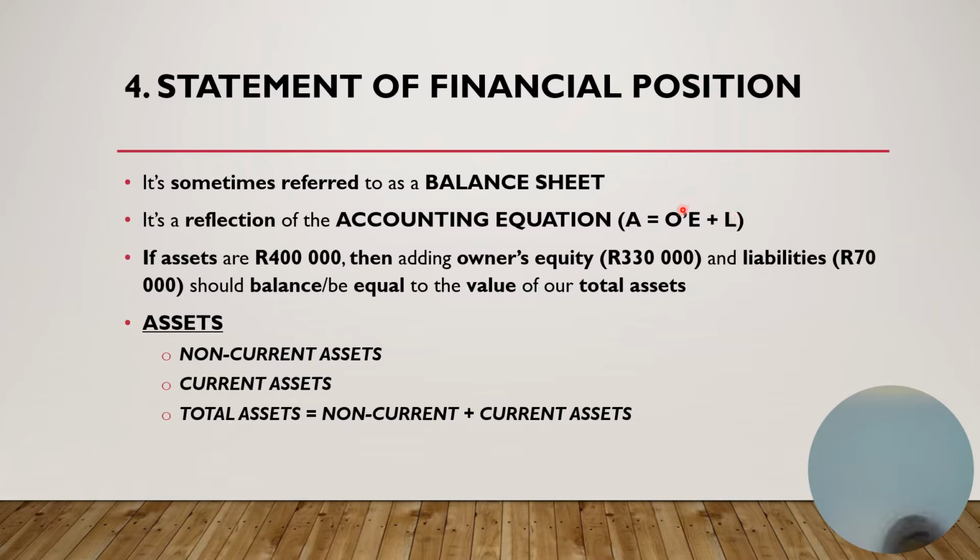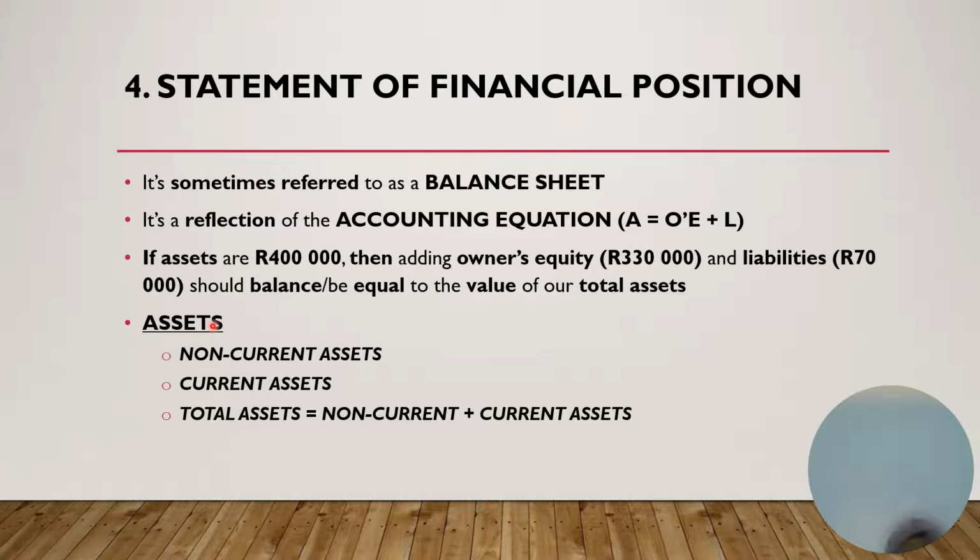When you add your liabilities and owner's equity, that amount must be the same as the amount of the total assets, right? For instance, if assets are 400,000, then adding owner's equity and liabilities should balance or be equal to the value of our total assets. And if they don't balance, that means there's something wrong. Okay, now let's talk individually on these items. Let's start with the assets.